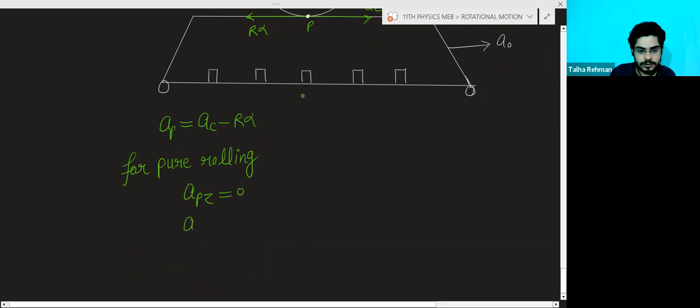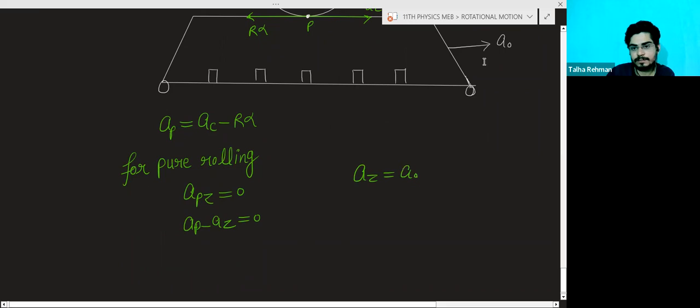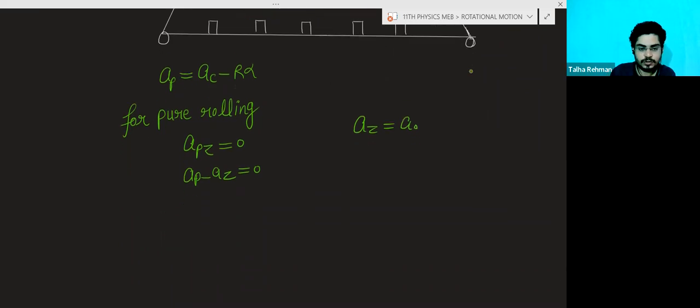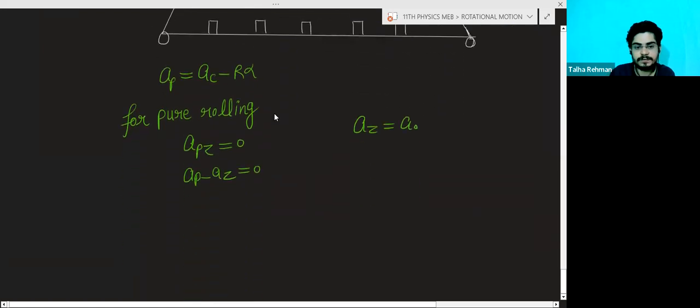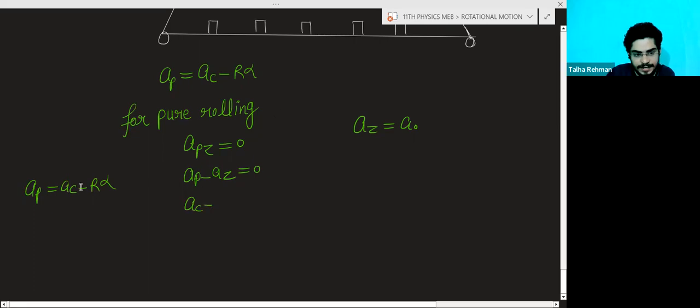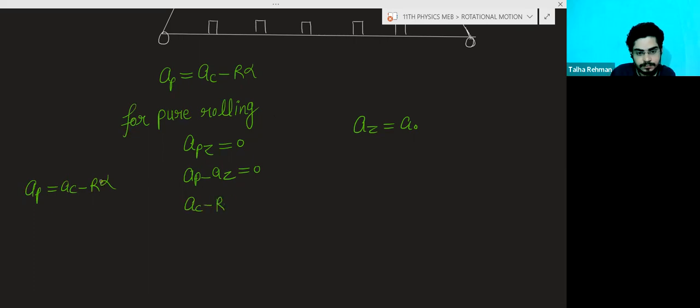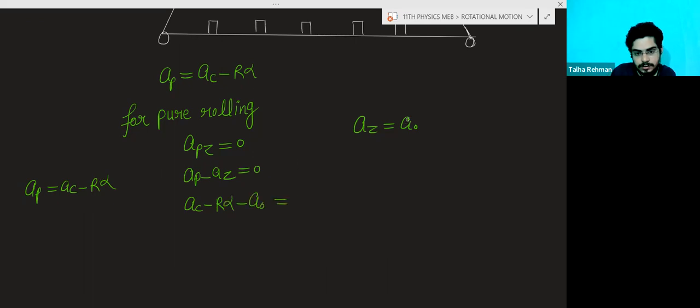Now we can write acceleration of point P minus acceleration of Z is equal to 0. And acceleration of platform Z is A naught. So acceleration of point P is what? AC minus R alpha. For AP we can write AC minus R alpha, for AZ we can write A naught, and that is equal to 0.